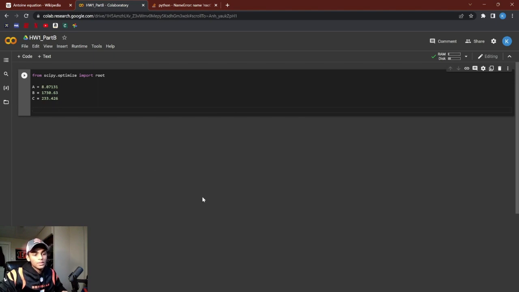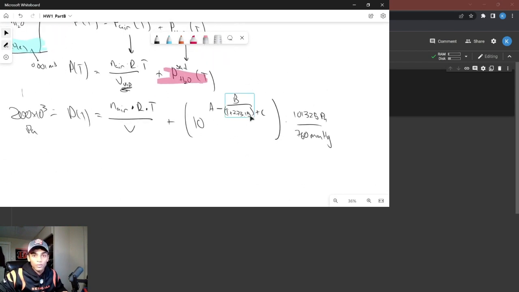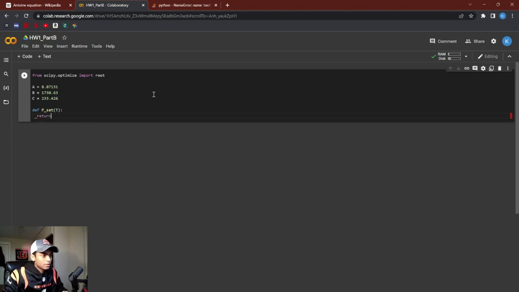So now we can take a look back at our whiteboard, and this is the part we're looking at here. That is our Antoine equation that we are looking at. So let's go and define a function. I'm going to name this PSAT for saturated vapor pressure. Define PSAT as a function of T, where we will be returning that equation that we had written down.